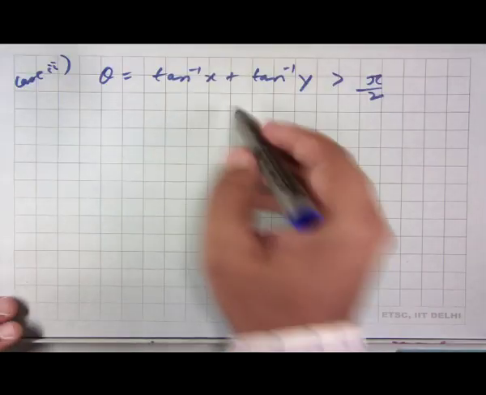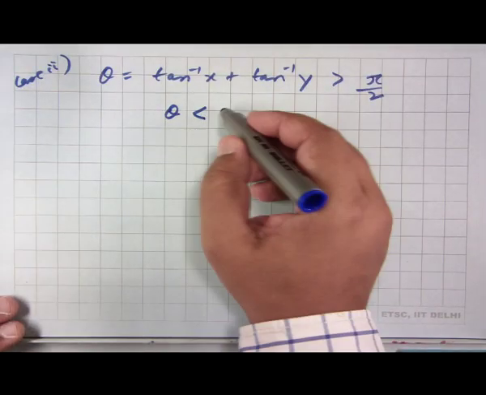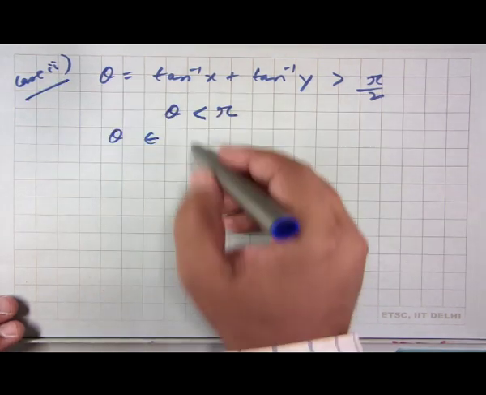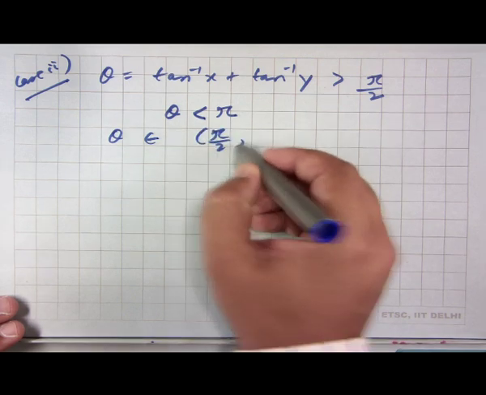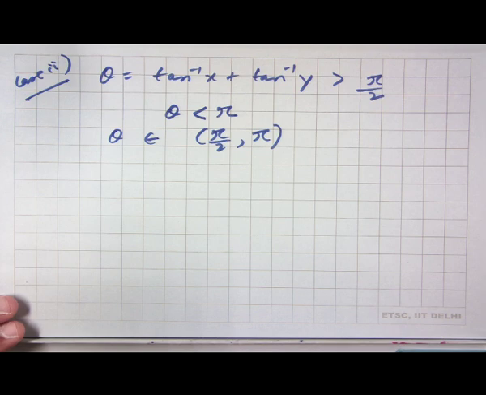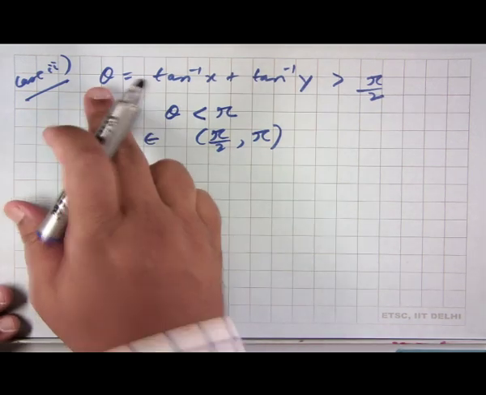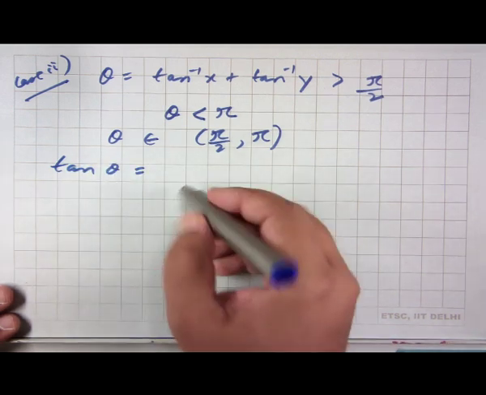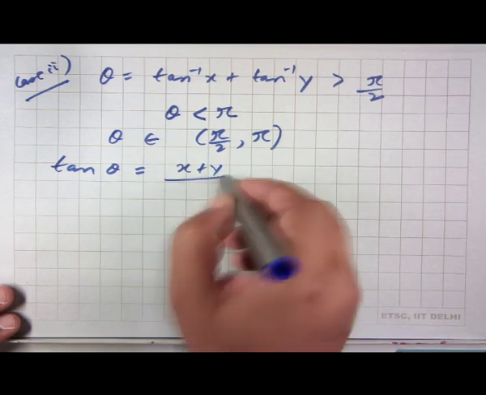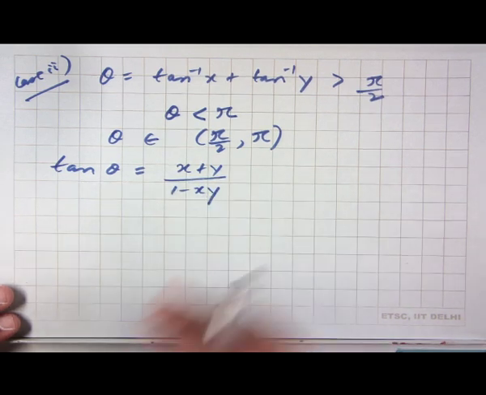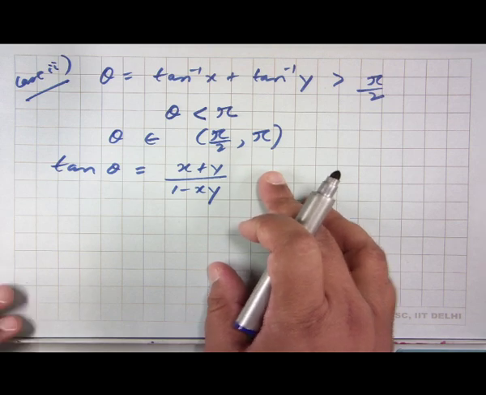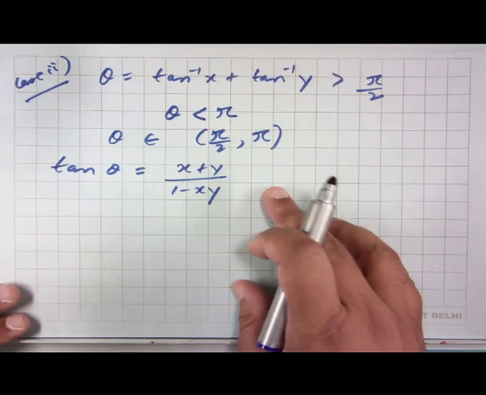So, obviously, this theta has to be less than pi. So, ultimately for this case too, what we have is that theta belongs to the interval pi by 2 to pi. The problem now is that, of course, tan of this theta is equal to x plus y over 1 minus x y. So, this follows from our very first slide on the tan inverse functions in this lecture.